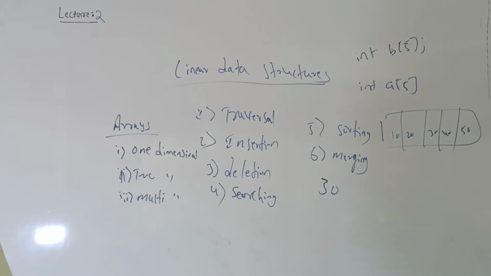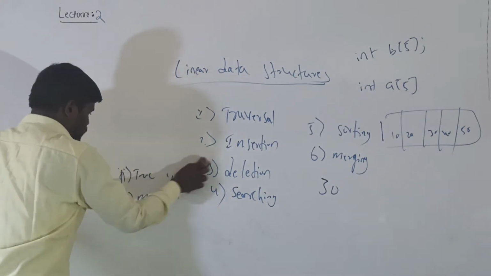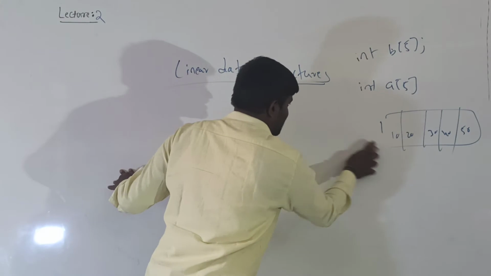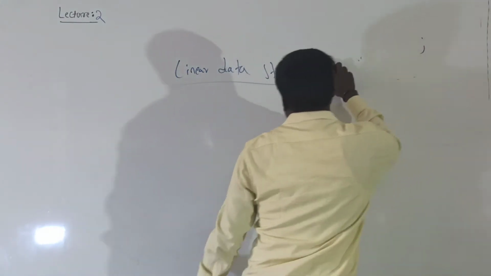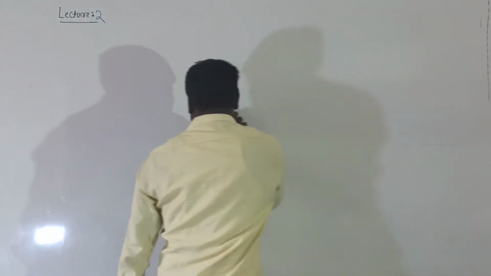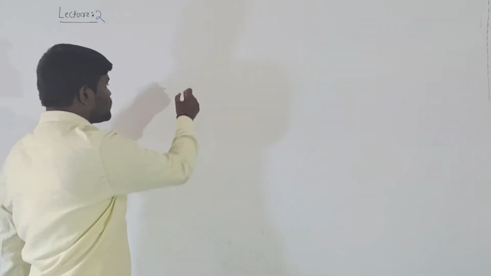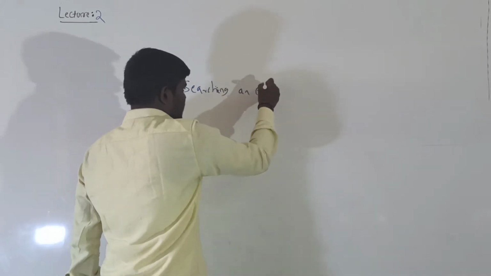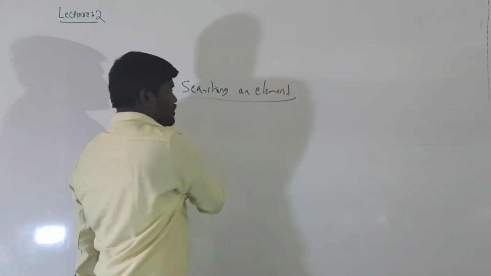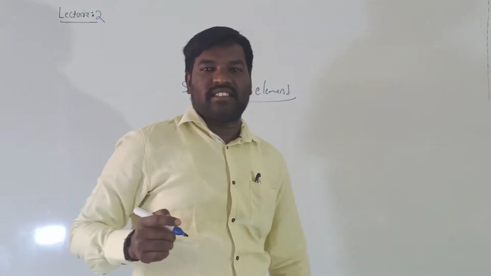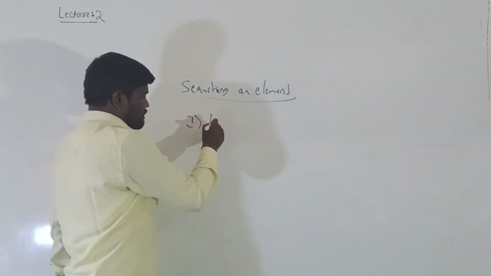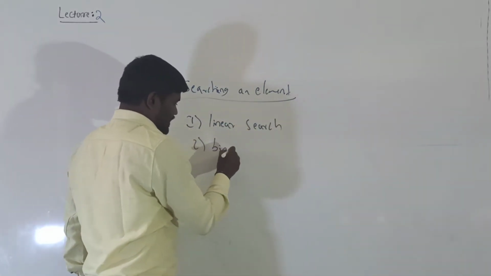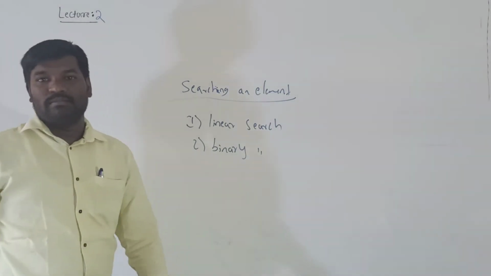Next is the algorithm for searching an element. In searching there are two techniques. The first one is linear search, and the second one is binary search.